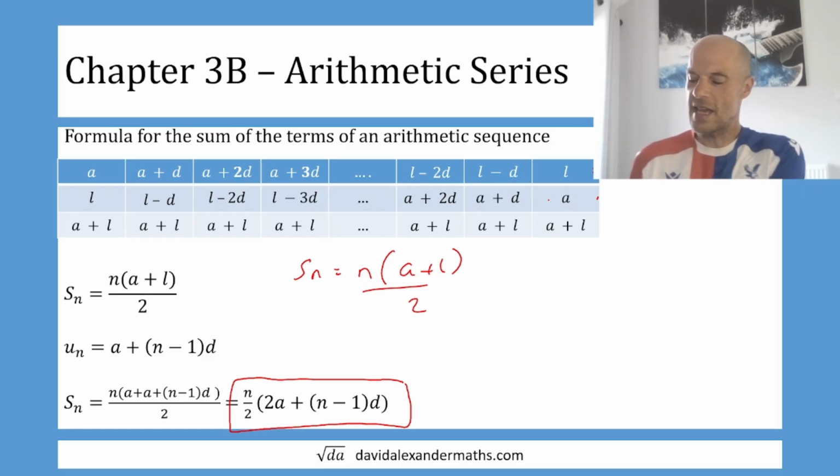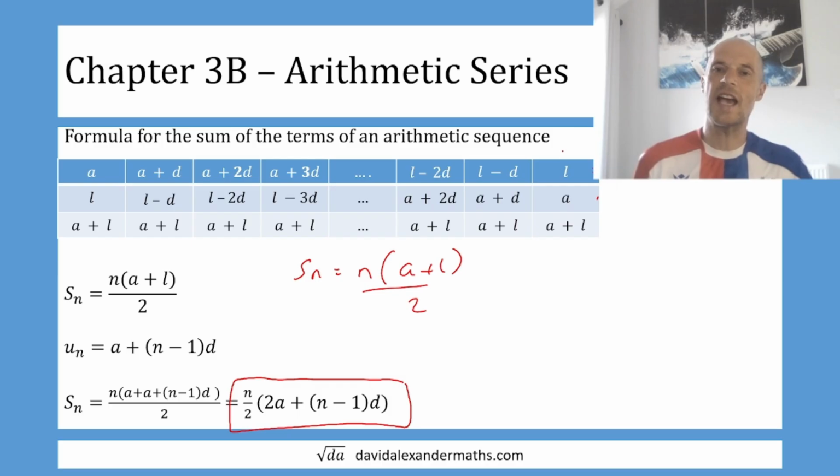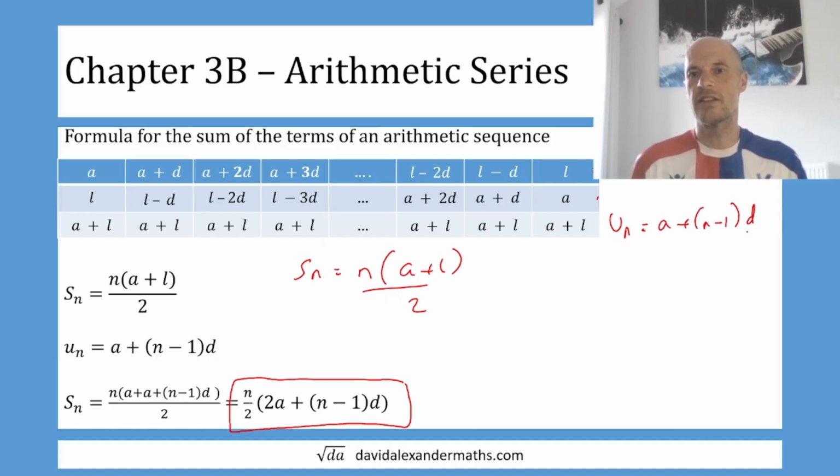So the last term has the nth position, and we know that the nth term is a plus (n minus 1)d. Every term is the first term plus the number of differences multiplied by the number of terms there are, take 1. So therefore l is going to be the same thing. It's a plus (n minus 1)d. Because in this sequence n is l. The last term is what was the final term in the sequence, which is the n number of values.